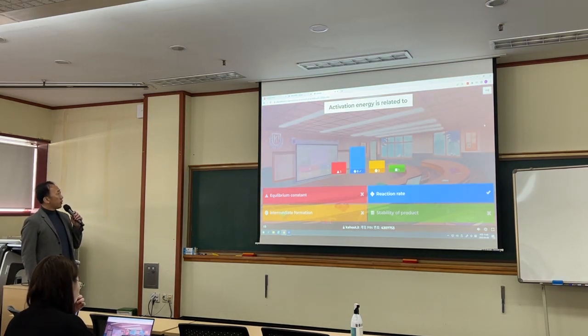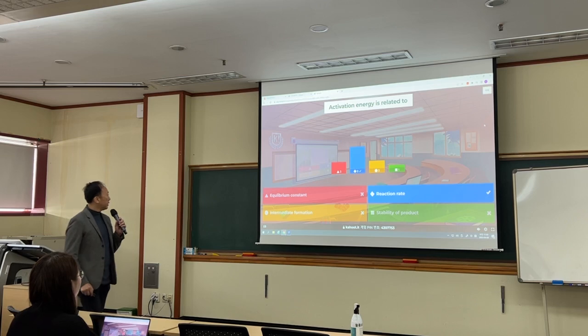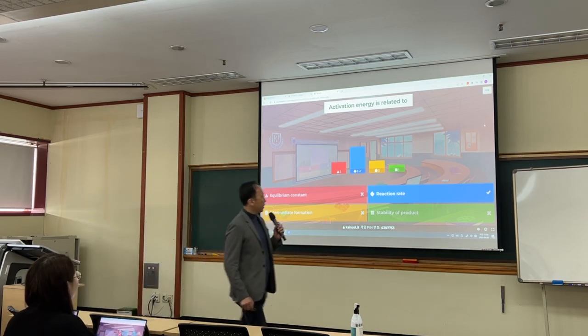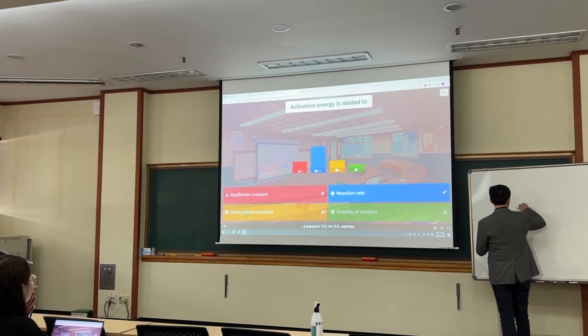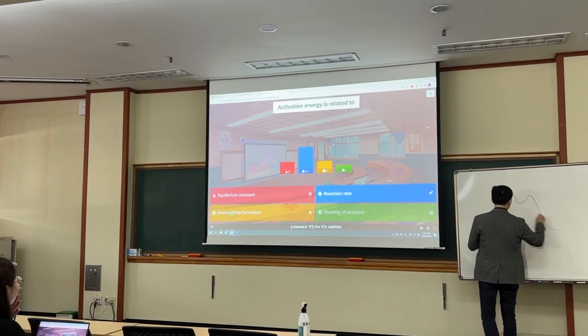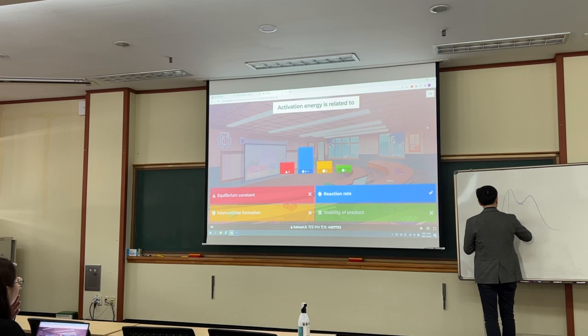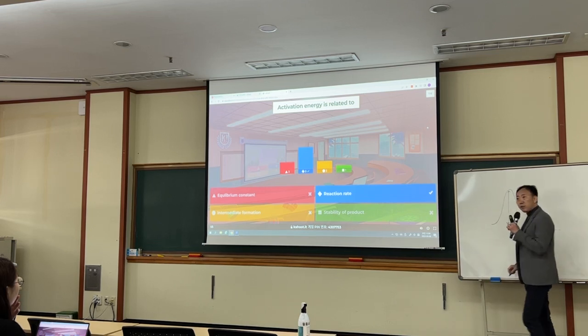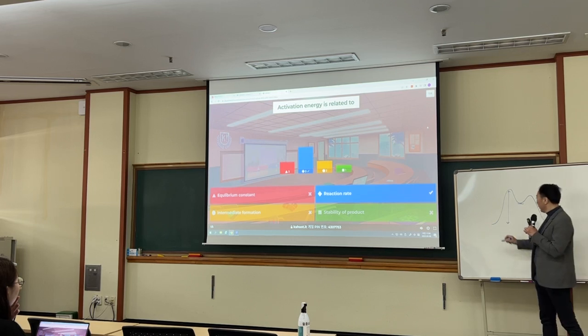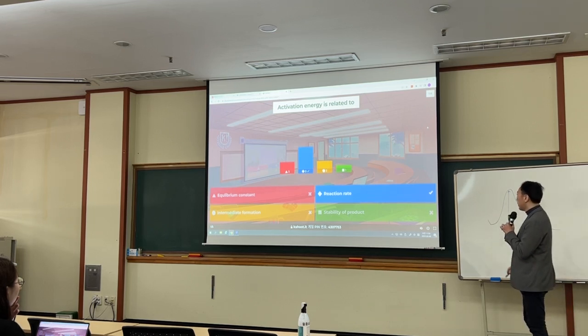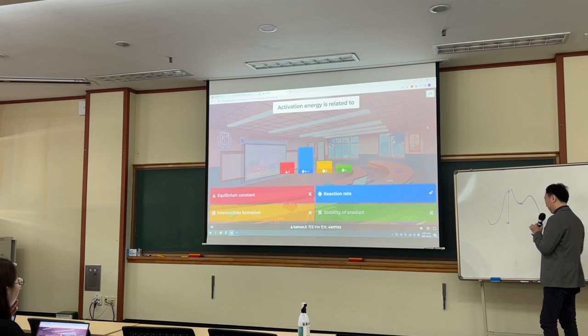Activation energy is related to reaction rate. It doesn't have anything to do with the equilibrium constant. Intermediate formation is also not directly related. This is the activation barrier, the activation energy, so this is not related to that. Equilibrium constant is not the stability of the product, far away from here.